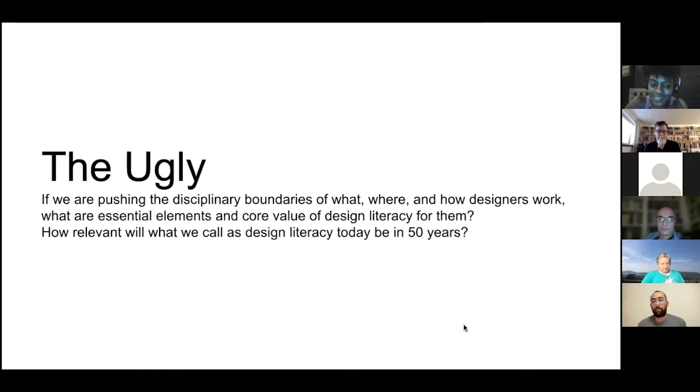And so, basically, what would be the core things that we have to keep to maintain a level of integrity? And what we call design literacy right now, would it still be relevant with all these changes, maybe in 20 years or 30 years or 50 years, for example?